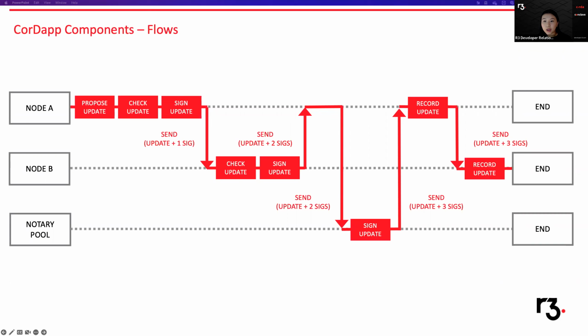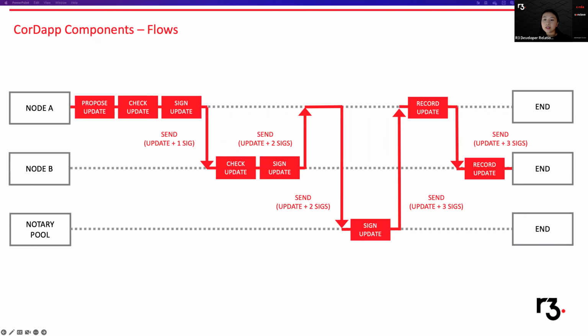So first, node A proposes a ledger update, and then it checks that the proposed ledger update is correct, and then they sign this transaction. Node A then sends this proposed ledger update to node B, which is partially signed. And then node B checks the ledger update, and if they're happy with it, they will also sign the transaction as well.